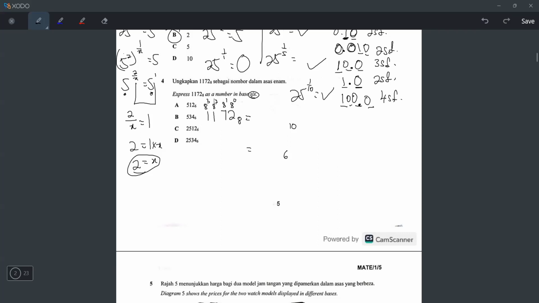And always write from right to left, okay? If I press calculator, 8 power 0 is 1, and 8 power 1 is just 8. 8 power 2 is 64, I believe. And 8 power 3, you can press, you will get 512.